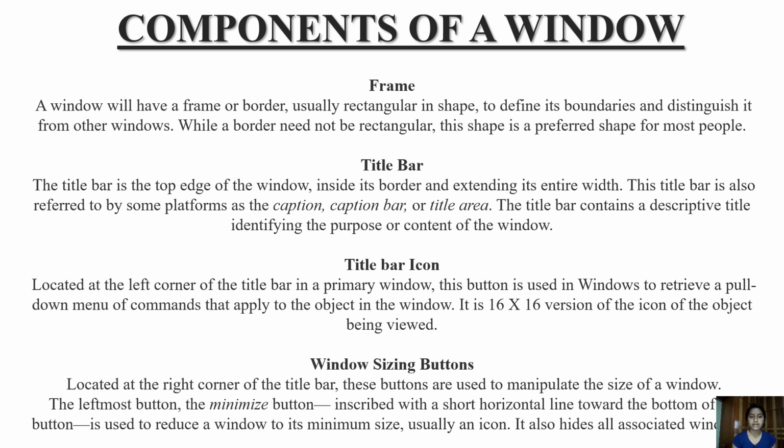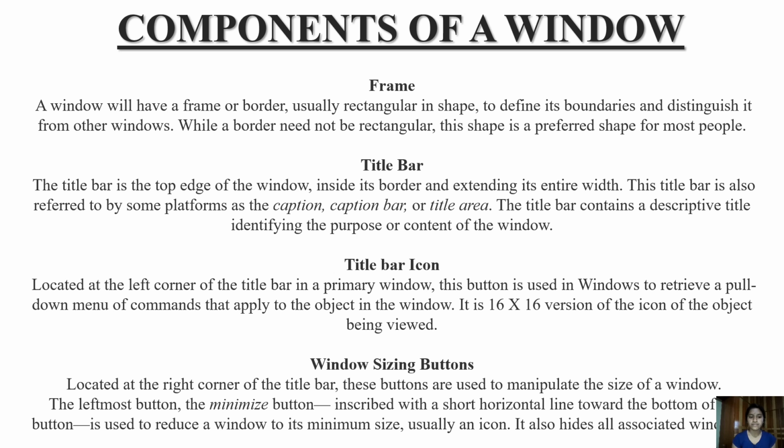Title bar. The title bar is the top edge of the window, inside its border and extending its entire width. This title bar is also referred to by some platforms as the caption bar or title area. The title bar contains a descriptive title identifying the purpose or the content of the window.